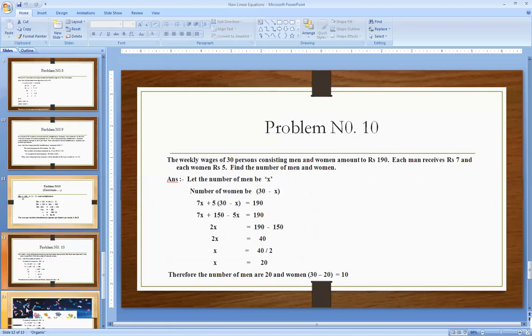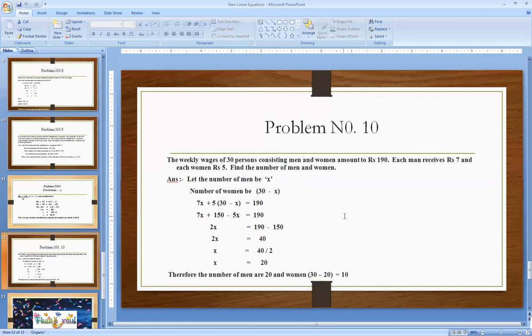The weekly wages of 30 persons consisting of men and women amount to rupees 190. Each man receives 7 rupees and each woman receives 5, and we need the number of men and women. We are saying that the weekly wages for all the 30 people, the total amount for the entire 30 people, will be 190 rupees. So each man is paid 7 rupees, and each woman is paid 5 rupees. Now we have to calculate how many men are there and how many women are there.